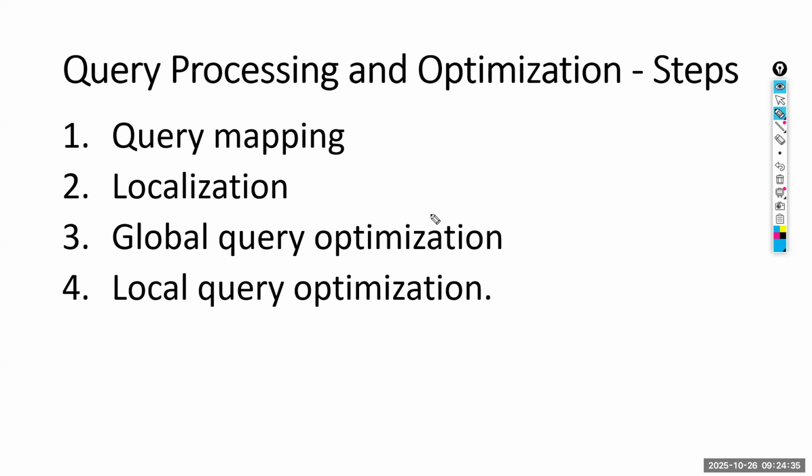It doesn't mean that we need to worry about it. That is why we have the transparency: location transparency, fragmentation transparency. But we must understand the theory of how the database does it. We can identify it as four stages, four sub-steps: query mapping, localization, global query optimization, and local query optimization.